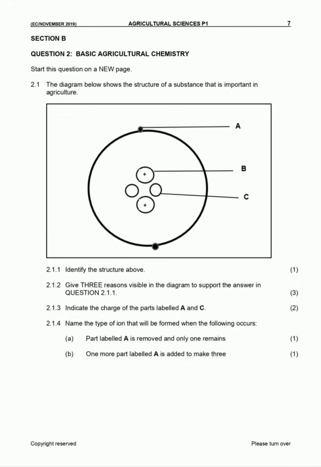So you identify it, it's an atom. And why are you saying it's an atom? So 2.1.2. Because you can see protons, you can see electrons, you can see neutrons, and also there's this shell, the orbital. You can also mention that, but you can only mention 3 reasons. That is free marks, guys. Then 2.1.3, indicate the charge of the parts A and C.